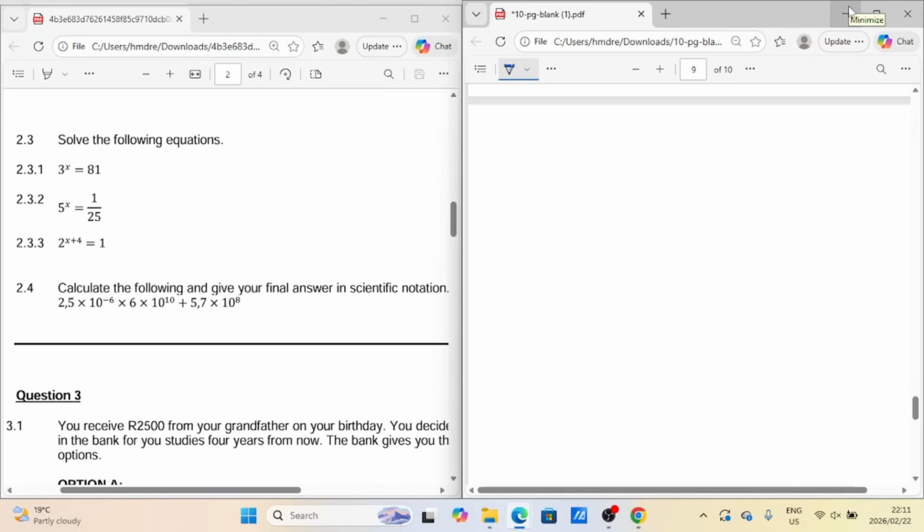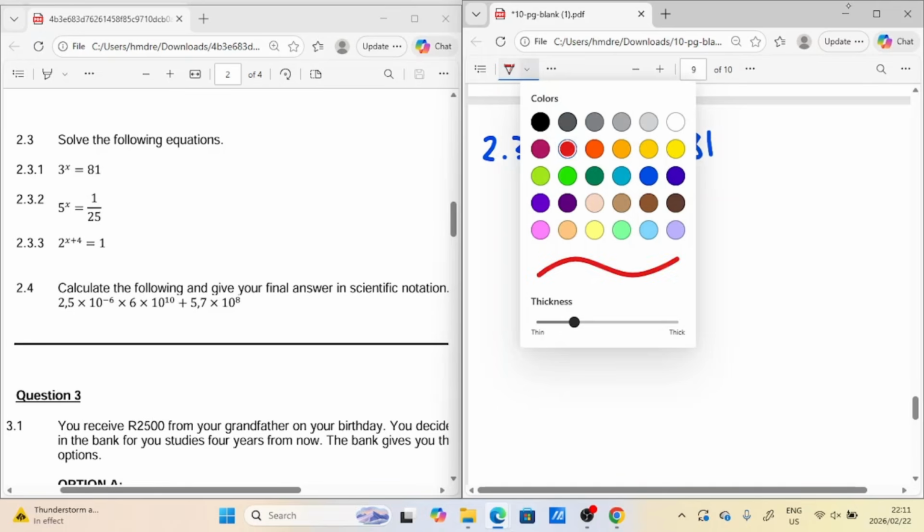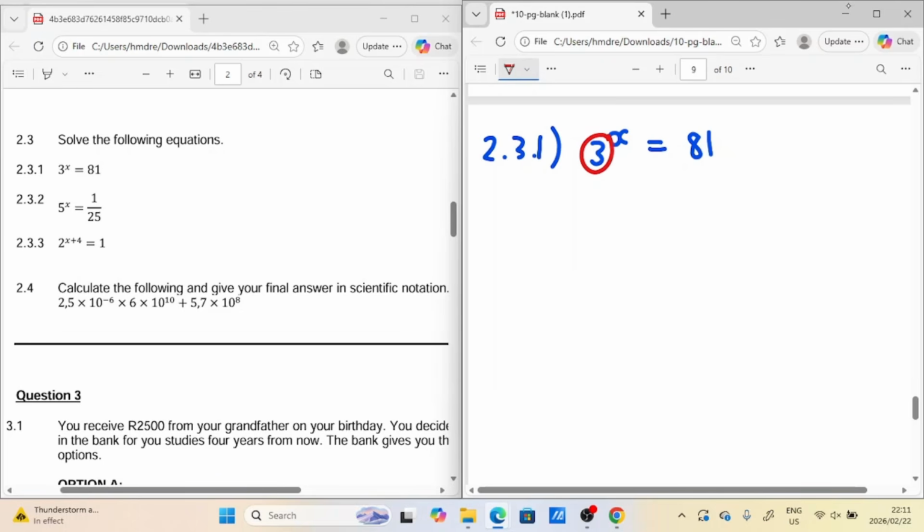We've got a whole lot of exponent questions. It's a bit of a mix between algebra and exponents. So we're trying to solve for x using these exponent laws. So 2.3.1, 3 to the x is equal to 81. With a question like this, the only way you can solve for x is if you get the bases the same. So if this side is 3 to the x, we want the other side to also be 3 to something. So we want to try and convert it into 3 to something.